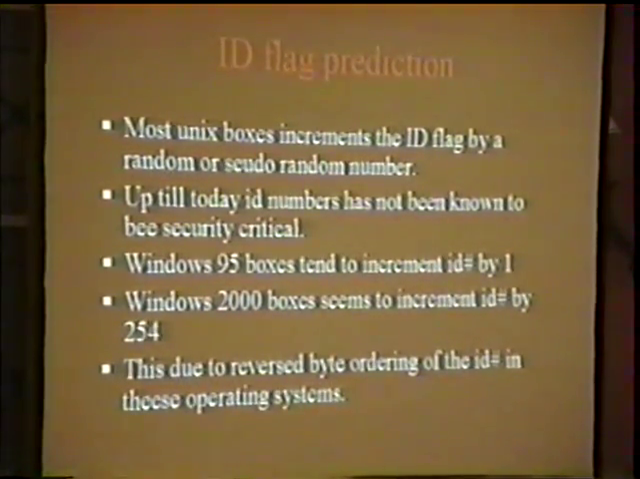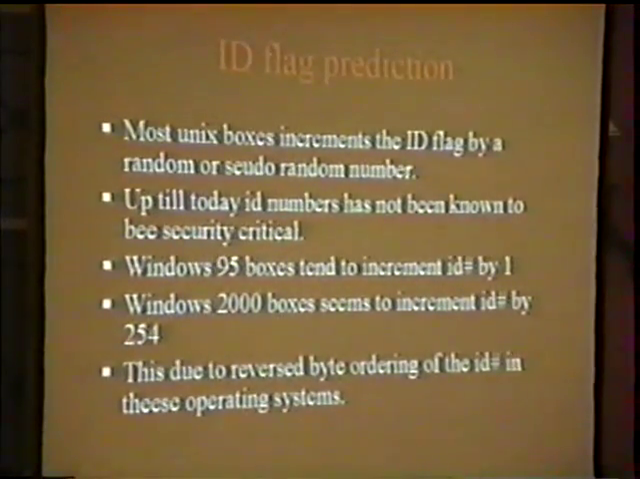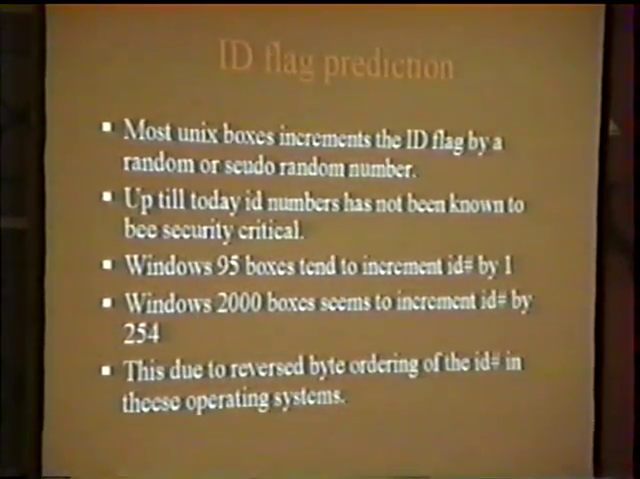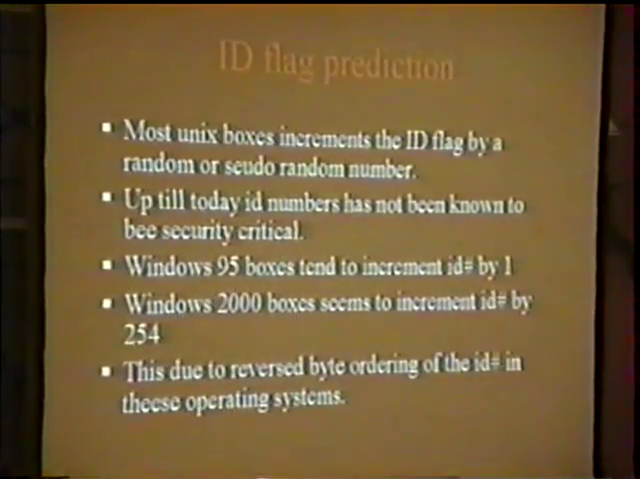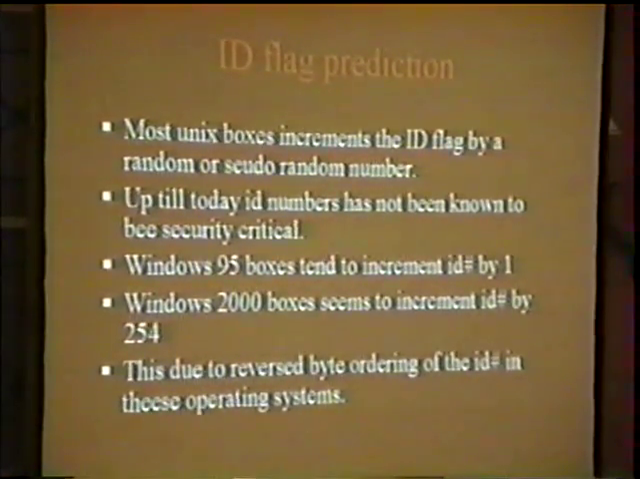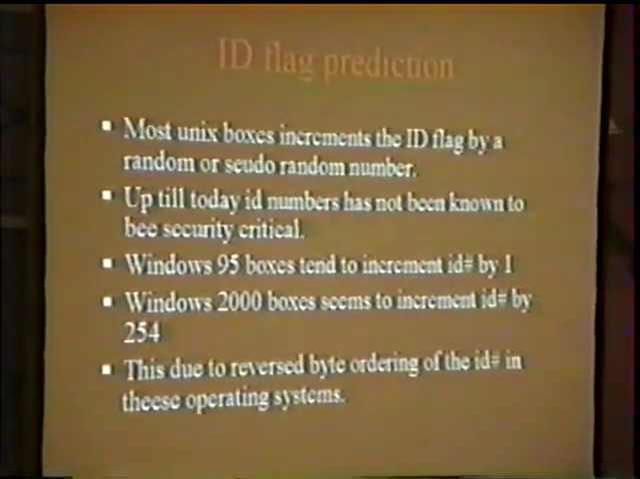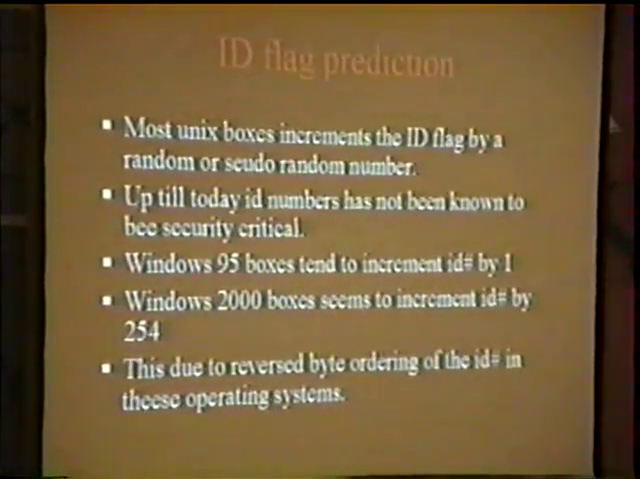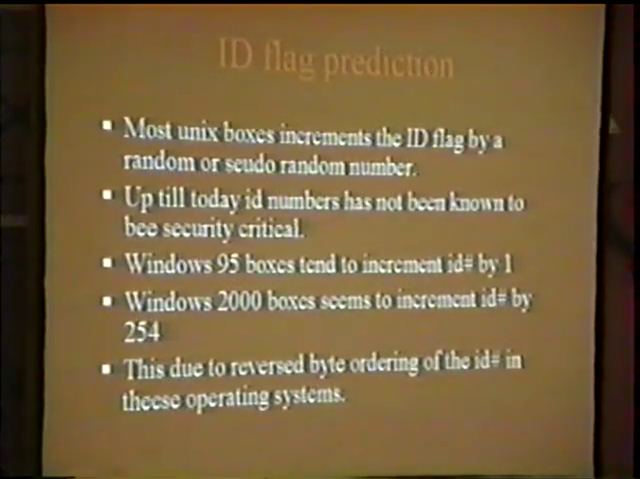Most Unix boxes increment the ID flag by a random or pseudo-random number. I said most Unix boxes, but this is not totally true. Actually, it's just OpenBSD and FreeBSD, I guess, that do that. Most others have some way of predictable ID numbers. So the only two operating systems that are really secure against this are Solaris and OpenBSD. The rest are predictable. Up until today, as I said, it has not been known to be really critical security-wise to have predictable ID numbers.